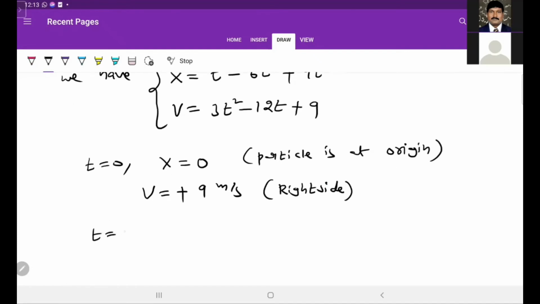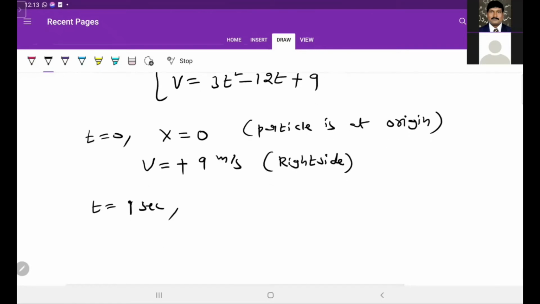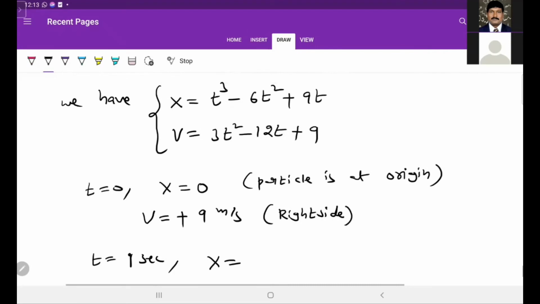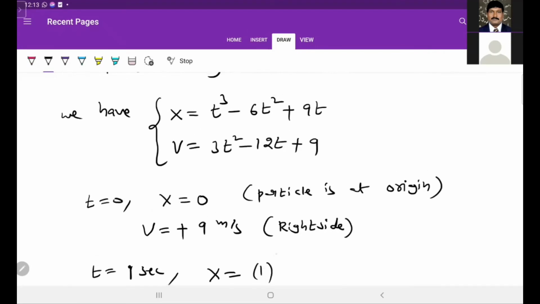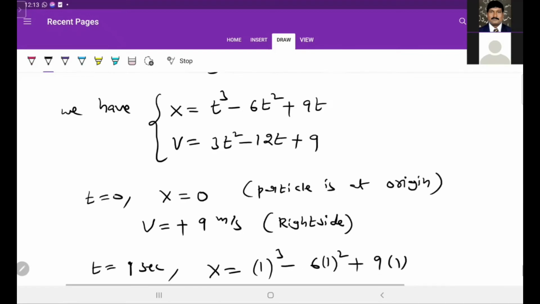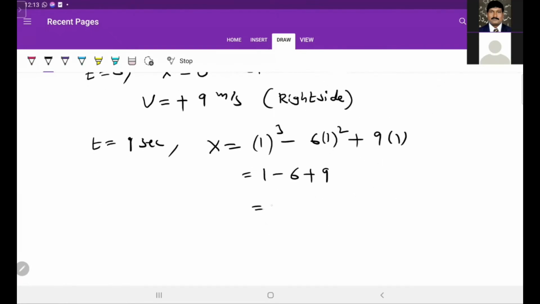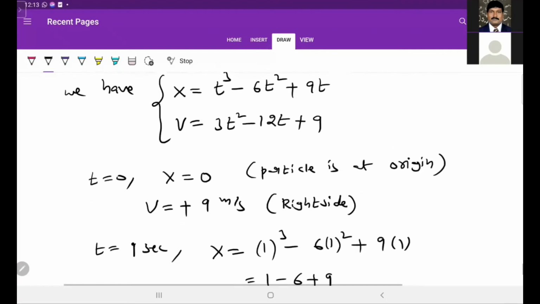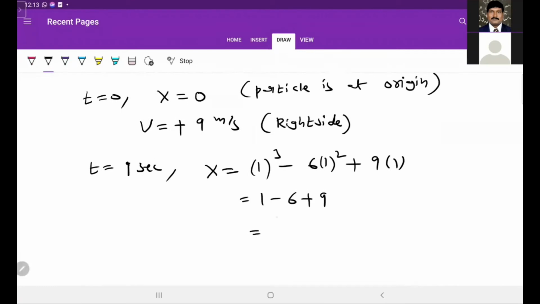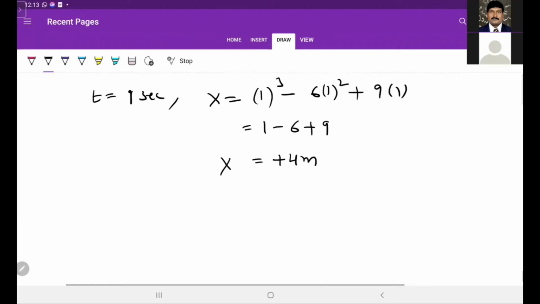Next, substitute 1 second. So what is the position? After substituting 1 second, 1 cube minus 6 into 1 square plus 9 into 1. 1 minus 6 plus 9, plus 4 meters. So it is right side of the origin.